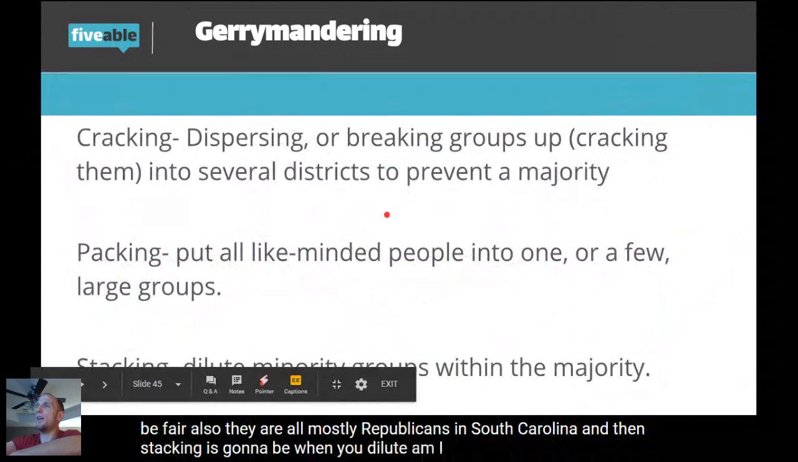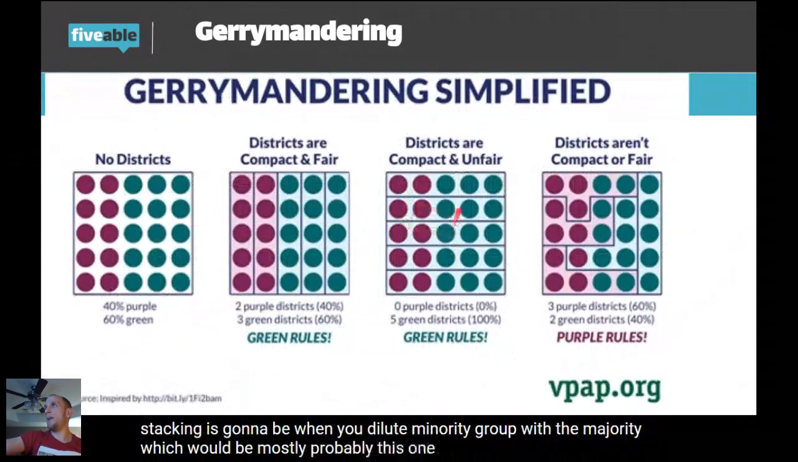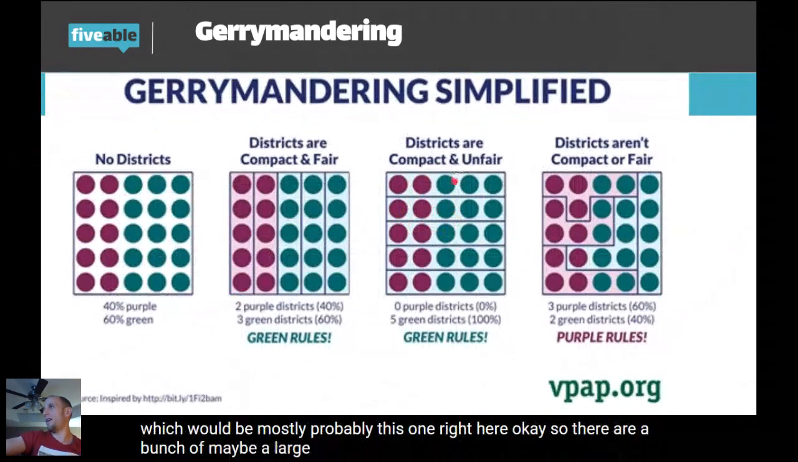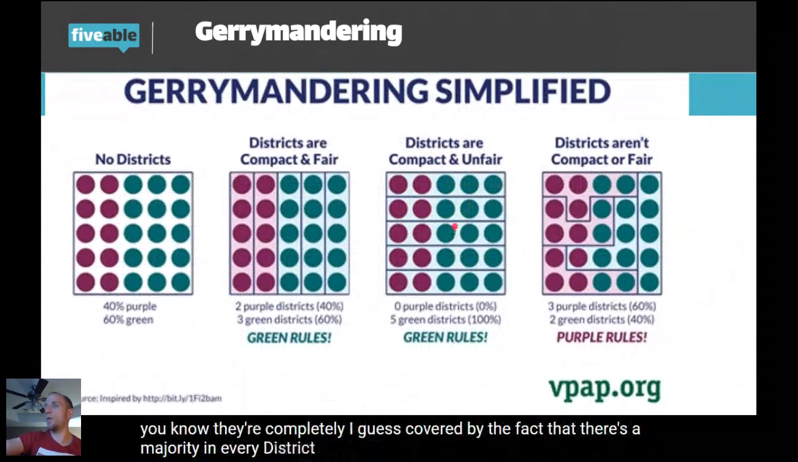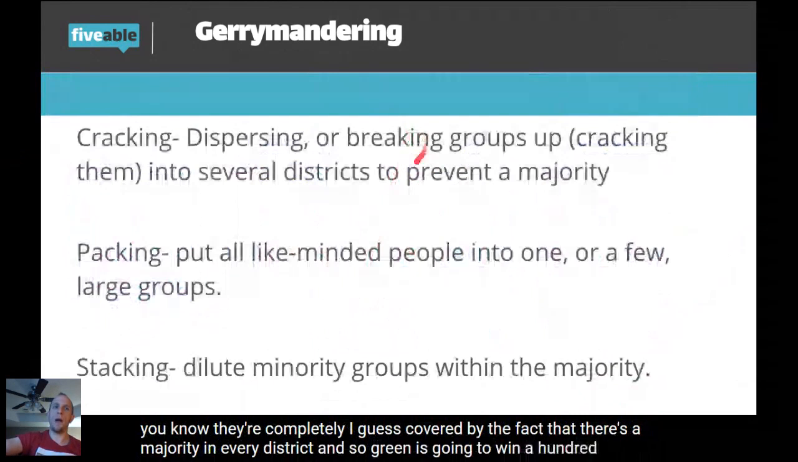And then stacking is when you dilute a minority group with the majority, which would probably be this one right here. So there may be a large minority in each congressional district, but they're completely covered by the fact that there's a majority in every district. And so green is going to win 100% when it should probably only win 60%.